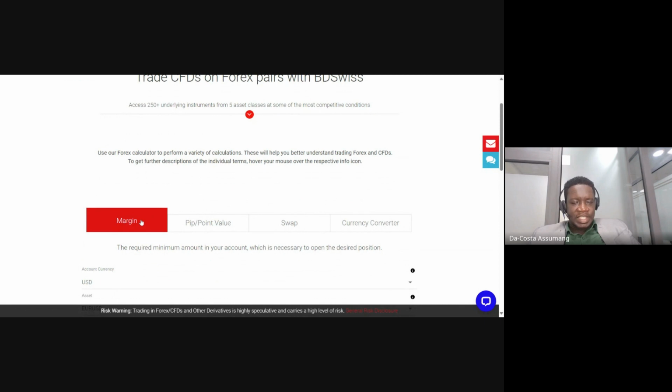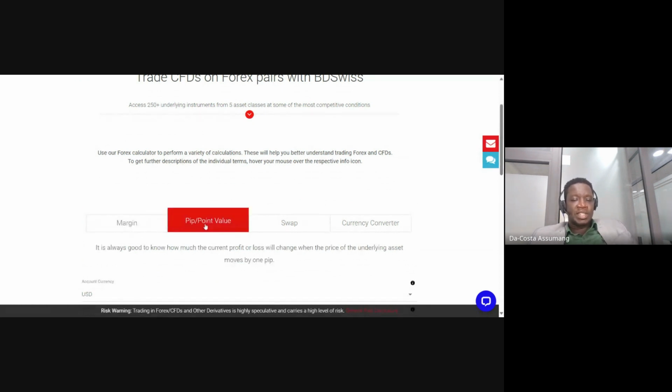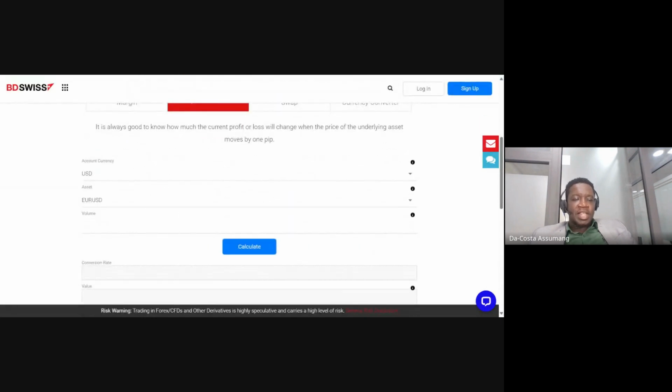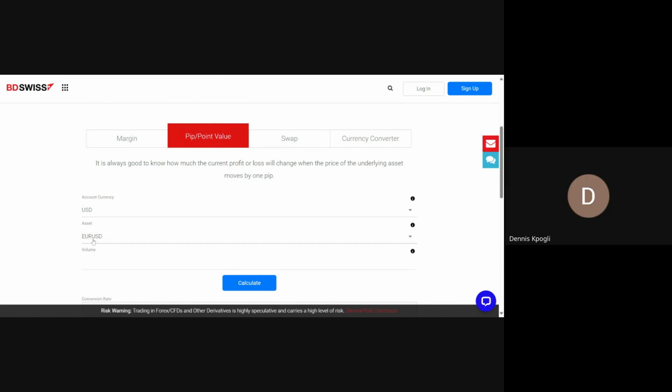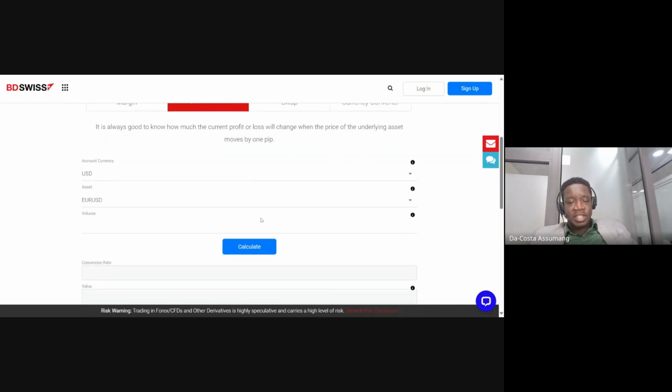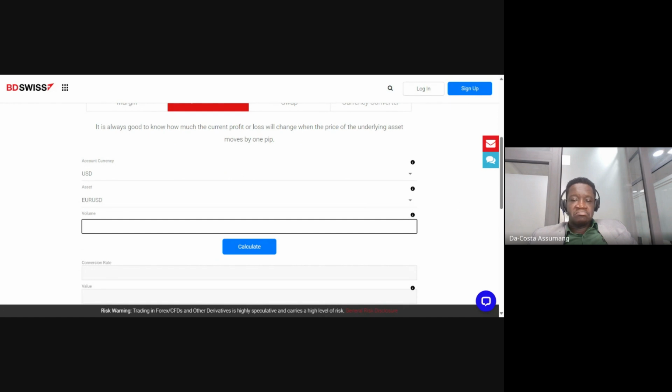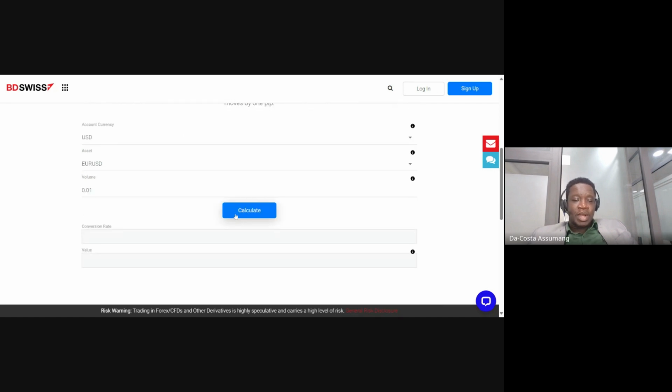Yeah, so we have margin, pip or point value, swap, and currency converter. But what you are seeing, you have to use this pip or point value. So you click on it like this. What's your currency account? Maybe it's in dollars. Which pair are you trading? Maybe Euro USD. Which volume? Maybe lot size 0.01. Then you tap on calculate.